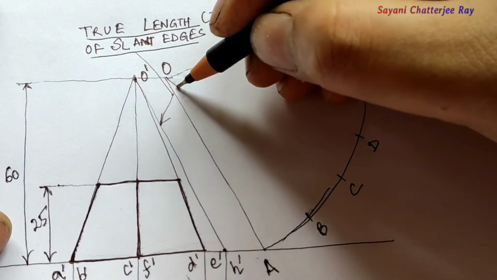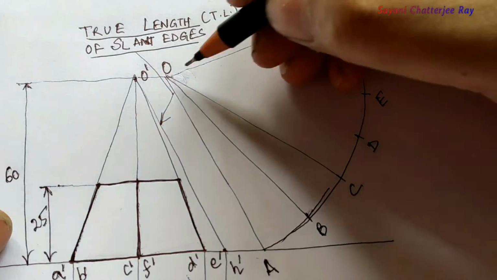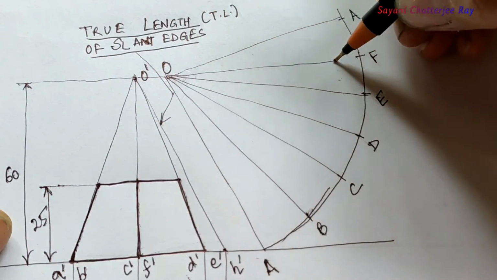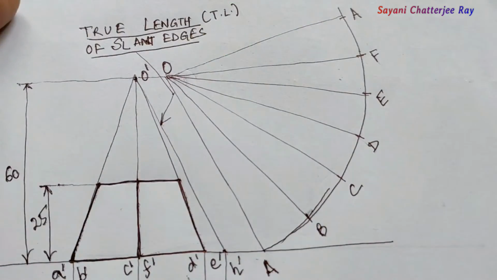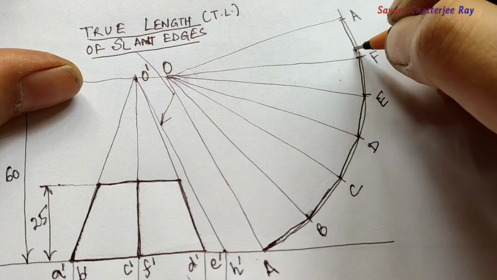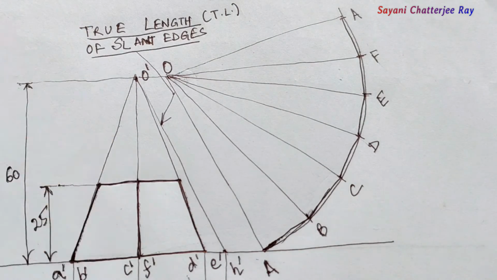Join OA with the help of a straight line. Join OB, OC, OD, OE, OF with the help of a straight line. Now join AB, BC, CD, DE, EF and FA with the help of a straight line.